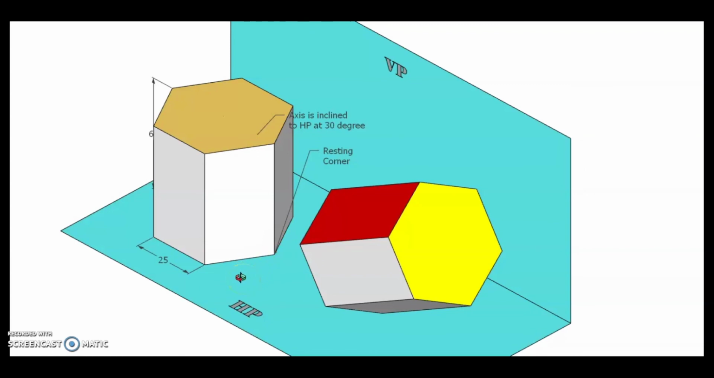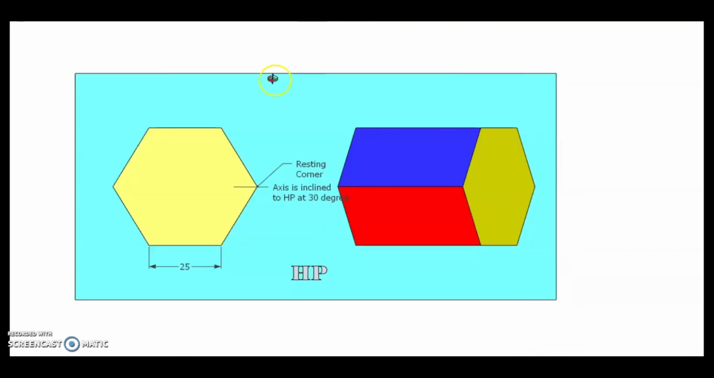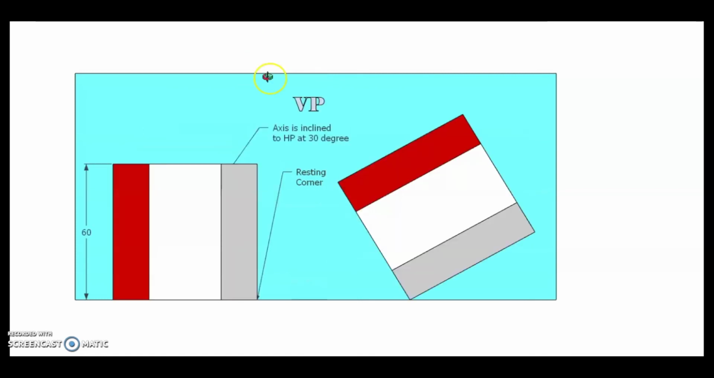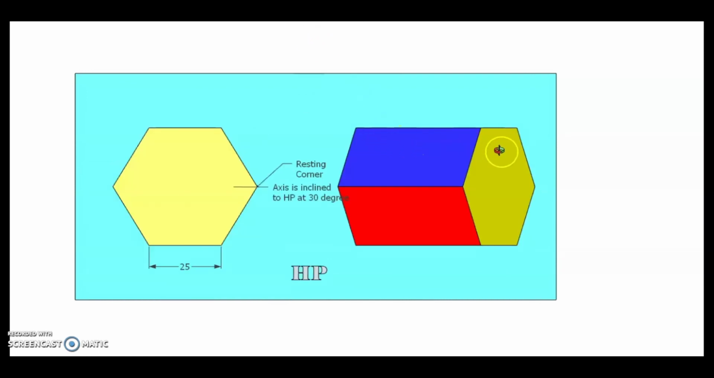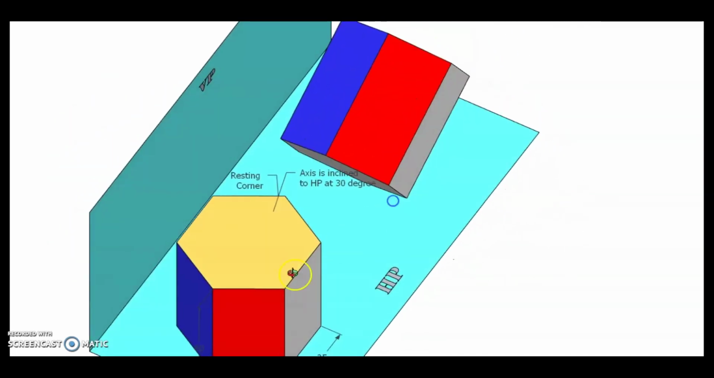For this case, as the base is resting on HP, draw its top view first, then draw its front view, and redraw the given front view to meet our final condition. Means the axis should be inclined to HP at 30 degrees, then the front view will appear like this one, and the top view for the final condition will be like this one.